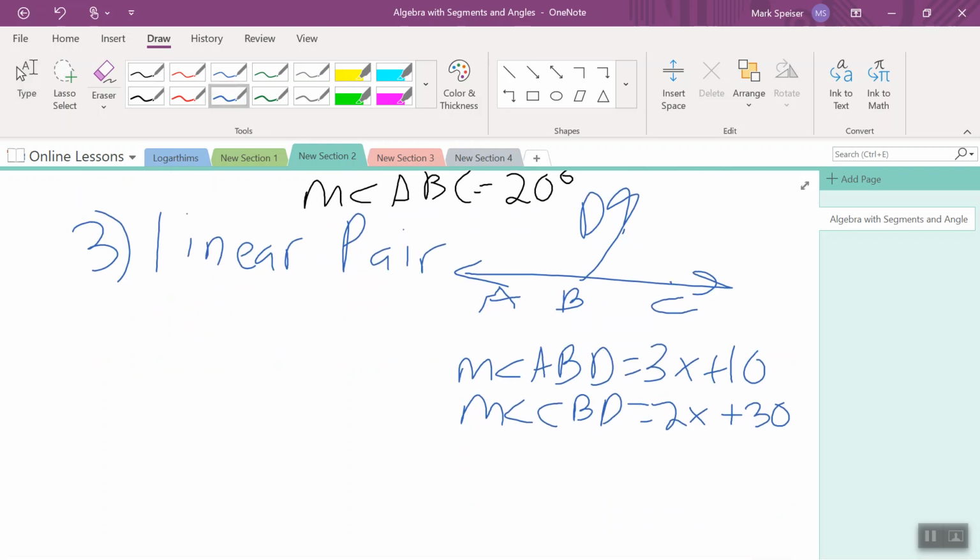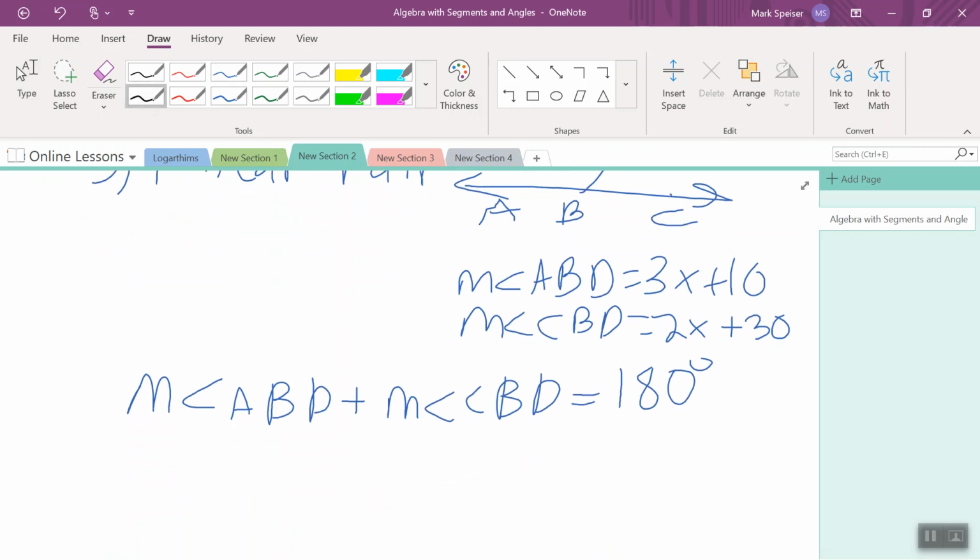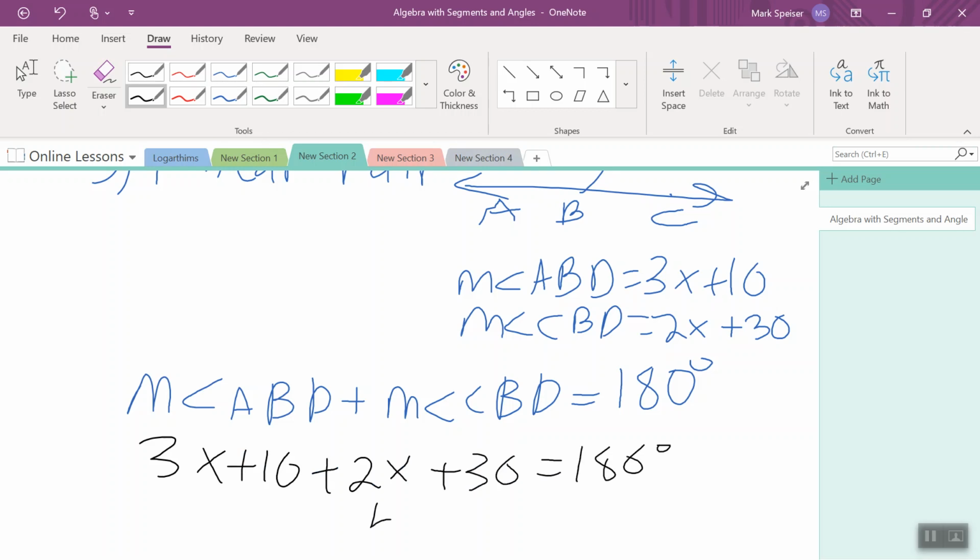But you take these two angle pairs, you write your geometric equation: measure of ABD plus the measure of CBD equals 180 degrees. You substitute into the equations. You have 3x plus 10 plus 2x plus 30 equals 180. You solve for x. 5x plus 40 equals 180.